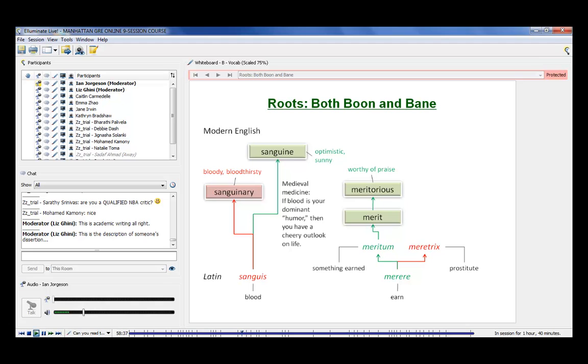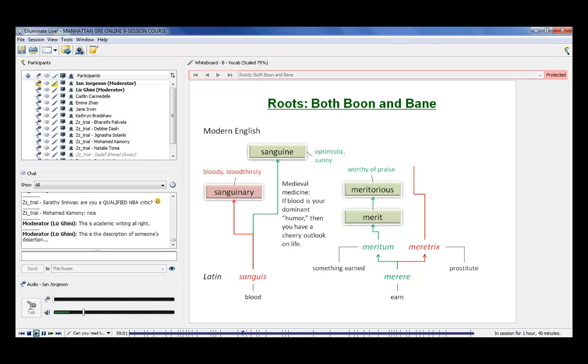You can sort of think about that as being to earn is the merere, and trix is a woman. Trix is an ending that often is used when talking about a woman. So what is a prostitute? A woman who earns money. Okay, think about this. I'm trying not to be too un-PC here, but this is how the Romans thought about it, so don't blame me for this.